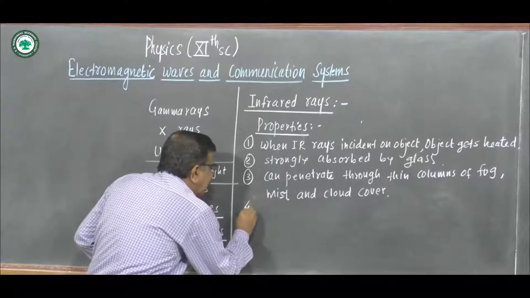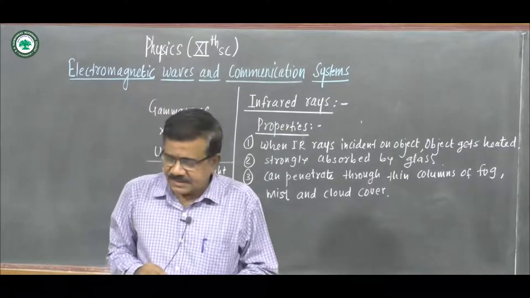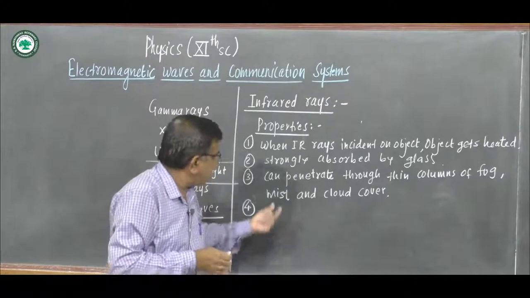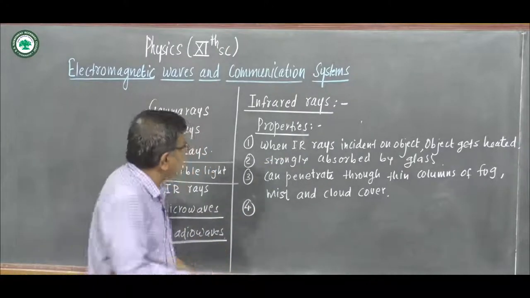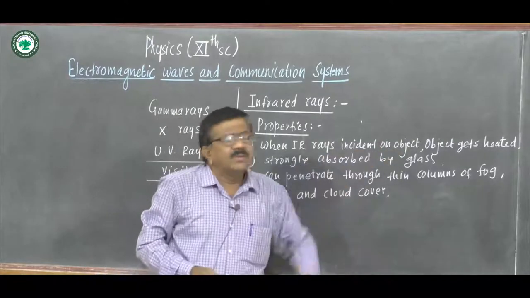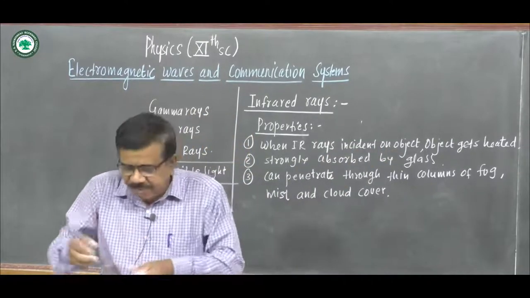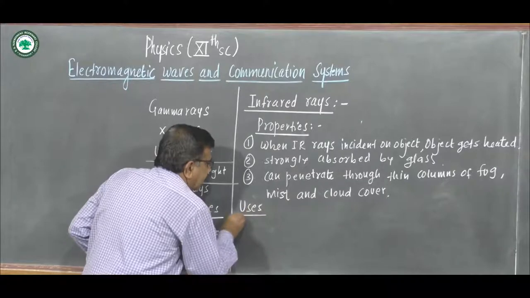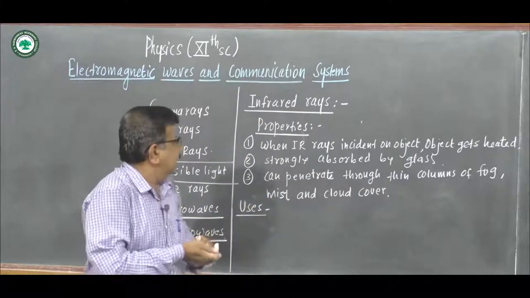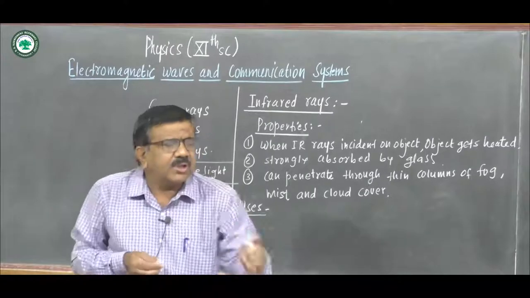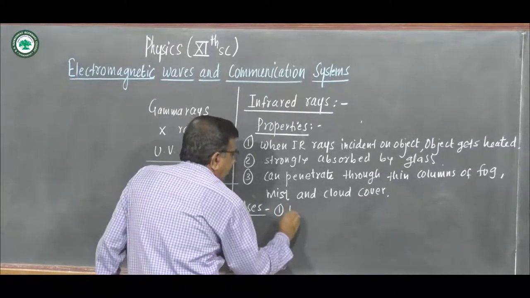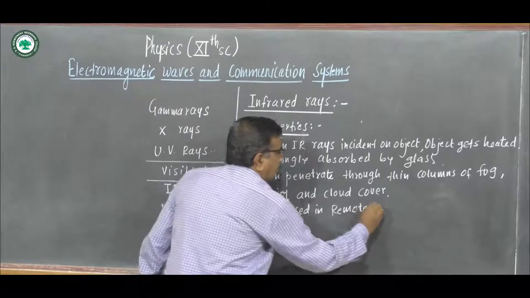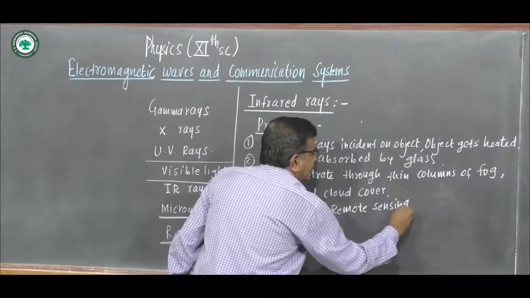The next property of the infrared ray is, they can penetrate through the fog, we know, mist, and cloud cover. And one main important thing is, when they are incident on any object, the object gets heated, whatever that object may be. Then we see some uses of these IR rays. These are some properties of infrared rays. They are used in remote sensing.